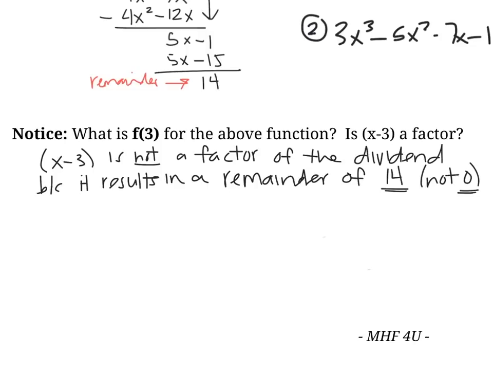So in summary, x minus 3 is not a factor of the dividend because it results in a remainder of 14 when we divide it, which is not 0. If it was 0, it would be a factor. It also asks us to find f at 3. The question is not really clear, but let's define f at x as the dividend. So that's what we're talking about here.